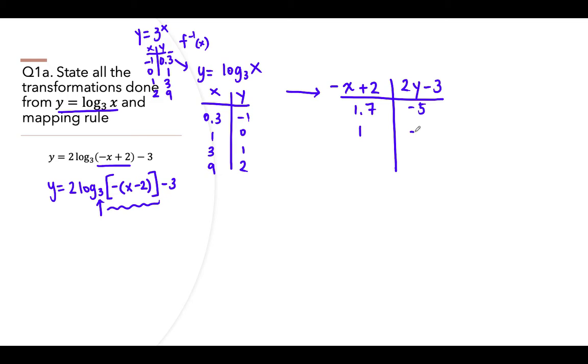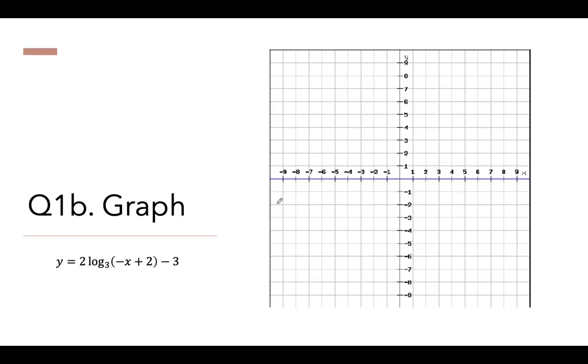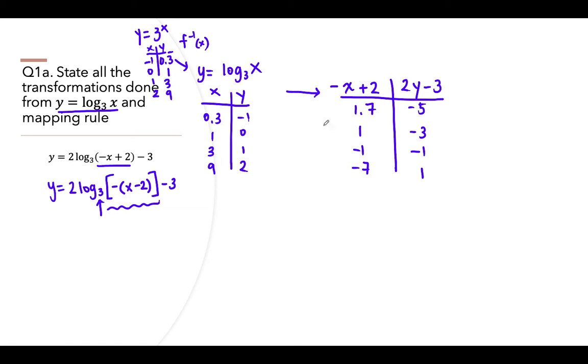1, negative 3, negative 1, negative 1, negative 7, and 1. Okay, so what we're going to do is graph it on the next page. So carry all these points to the next page.